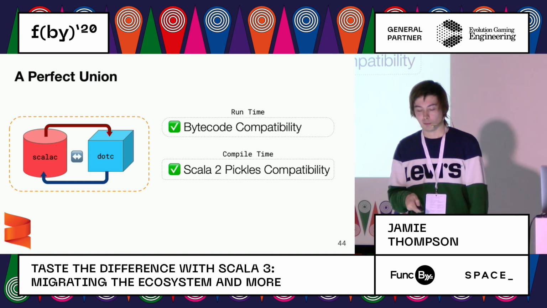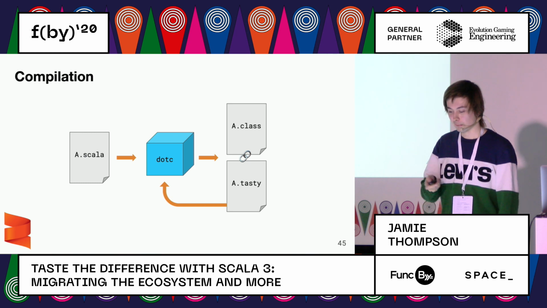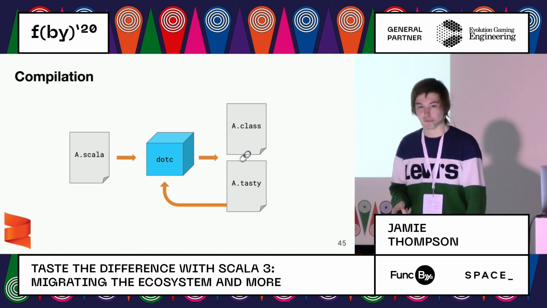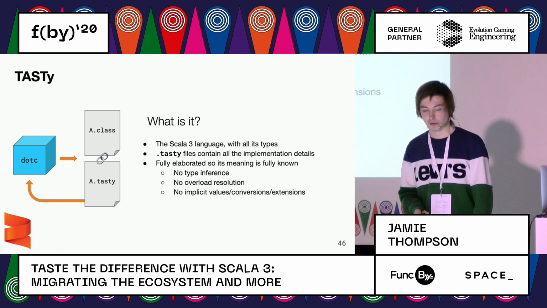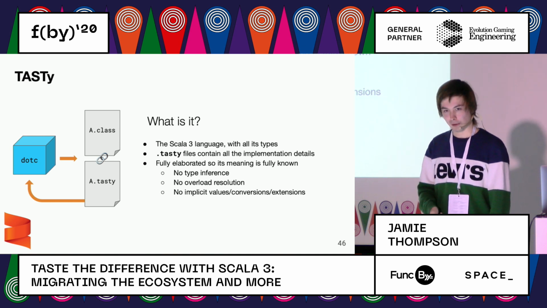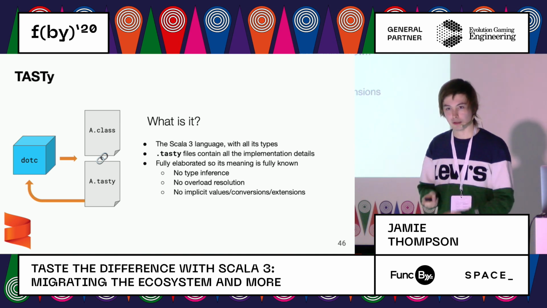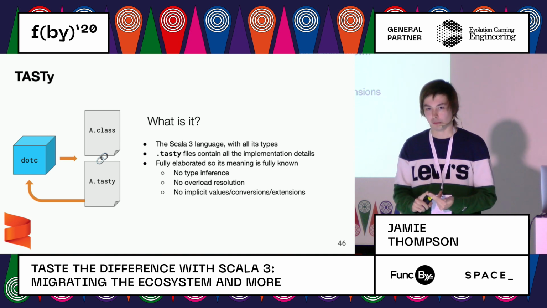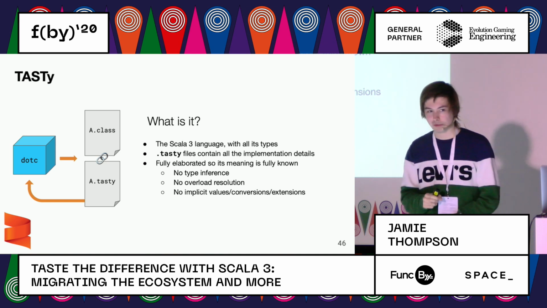So what does Scala 3 do to store these signatures in the class files? Instead of pickles, when Scala code compiles, we get a class file, and we get this new file called a TASTy file that is linked to the class file. What is TASTy? It's a complete representation of the Scala 3 language with the Scala 3 type system, and it has all the implementation details. So it's different from pickles. Pickles only has the signatures, but TASTy has all the information. We produce TASTy after we've done type checking, overload resolution, and implicit resolution, so the compiler does not have to do any guesswork. All the details have been filled in.